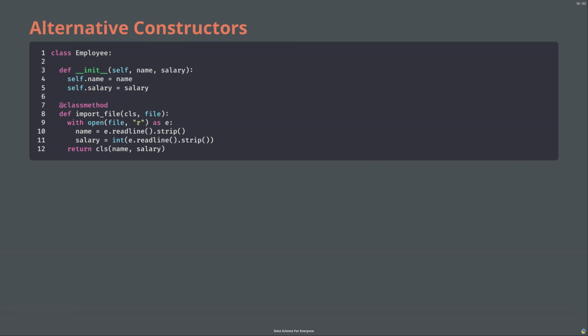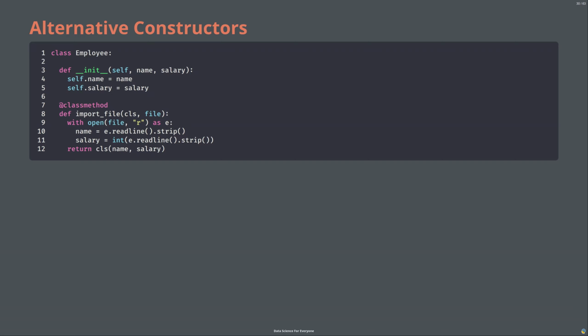So why do we need class methods? One key reason is to create alternative constructors. Since a class can only have one init method, class methods let us define other ways to create objects. For example, imagine we want to create an employee object using data stored in a file. We can't use a regular method here because those require an existing instance, and at this point, there isn't one yet. So we write a class method called importFile that takes a file name as input.